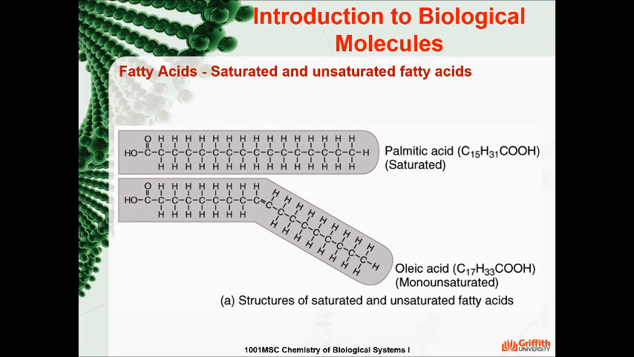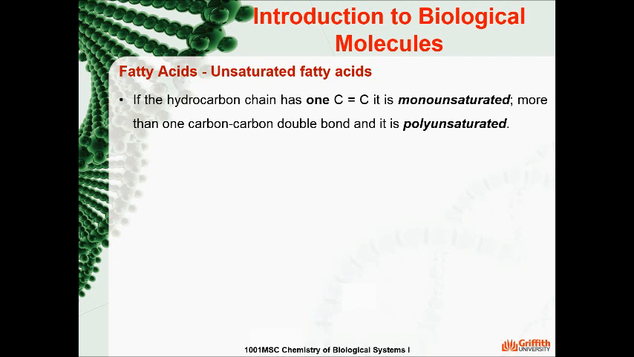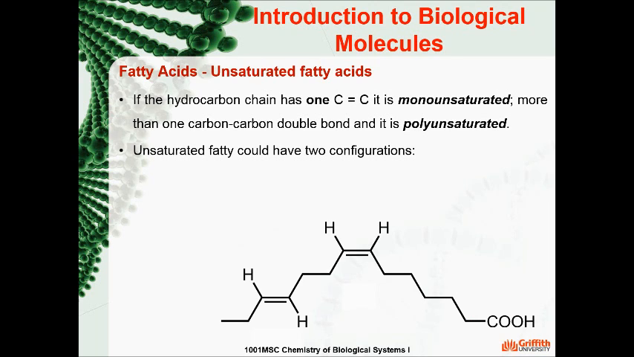This is another illustration of saturated and unsaturated fatty acids. If the hydrocarbon chain has one carbon-carbon double bond, then the fatty acid is monounsaturated. If there are more than one double bond, the fatty acid is polyunsaturated. You can also see that there are two configurations that the double bond can cause in unsaturated fatty acids. In the first example, the two hydrogen atoms are located on the same side, and the carbon chains on the other side. This configuration is called cis.